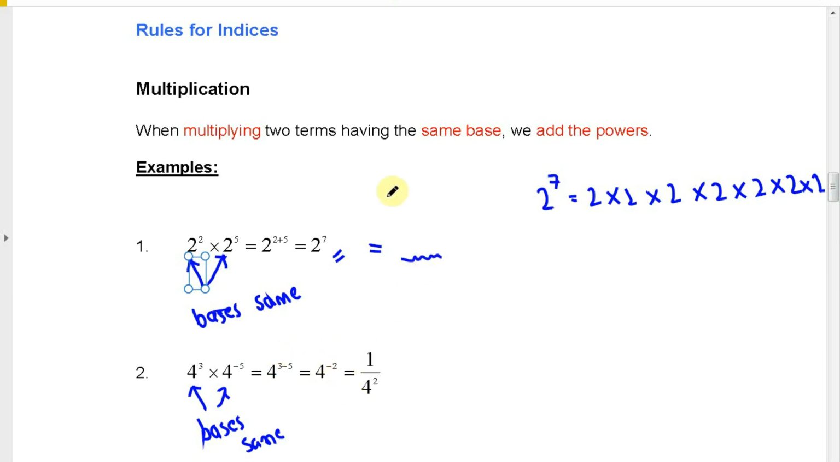And remember from earlier, 4 to the power minus 2. If you've got a negative power, that is the same as 1 divided by 4 to the power, minus 2 turns into plus 2. And we can simplify this. That's the same as 1 over 4 squared, or 4 to the power 2. That is 4 times 4, which is 16. So that's the same as 1 over 16.